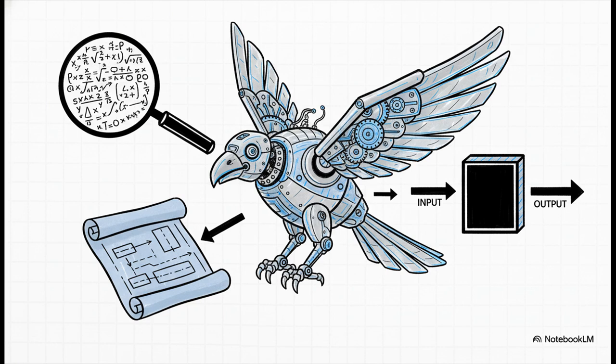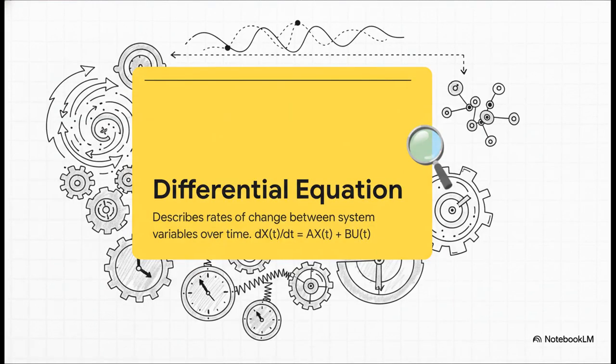And it turns out there isn't just one right way to describe a system that's in motion. Instead, engineers use this trio of models, three totally different mathematical languages that all tell the exact same story, just from a different perspective. First up, we have the differential equation.